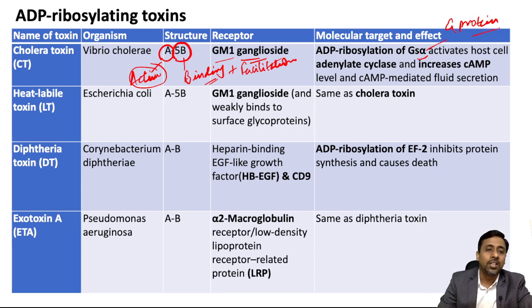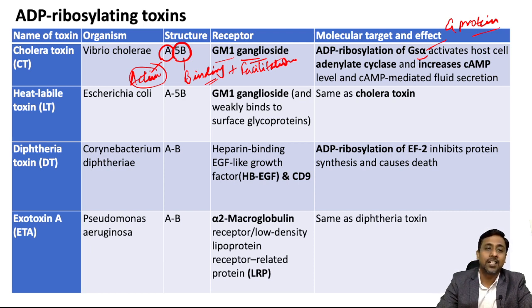What is G protein? G protein is basically guanine nucleotide binding protein, which actually helps in transmitting signal from the exterior of the cell to the interior of the cell. So it is basically a signal transmitting protein. Okay, so once there is ADP ribosylation of this G protein, or specifically the GS alpha protein in case of cholera toxin, it will activate the host cell adenylate cyclase.